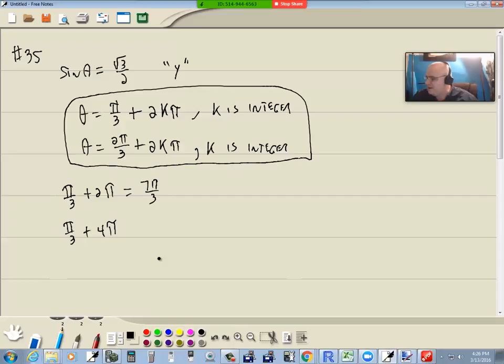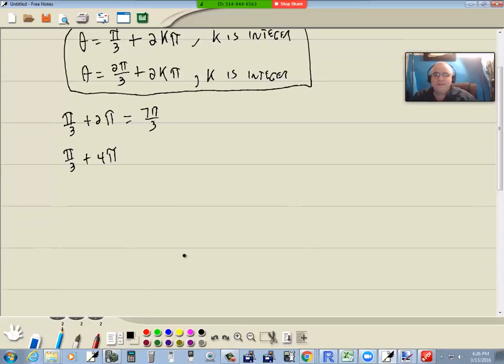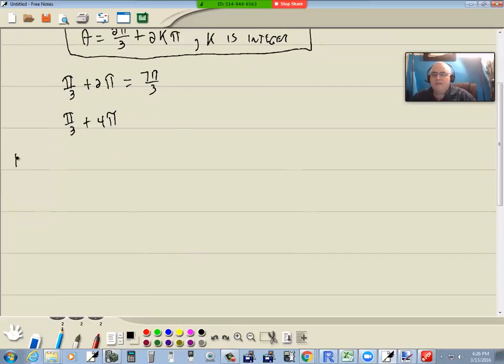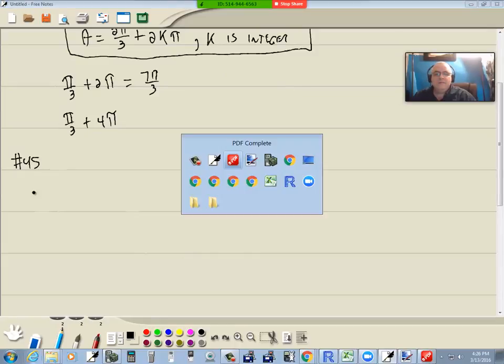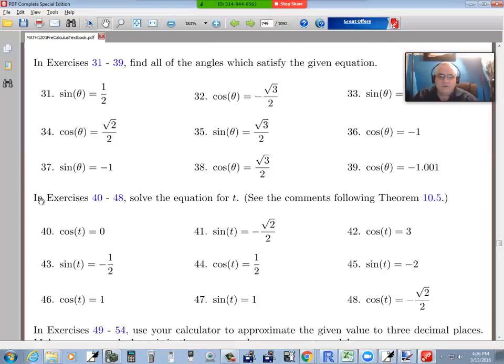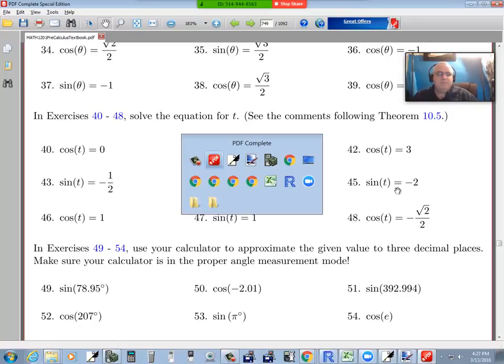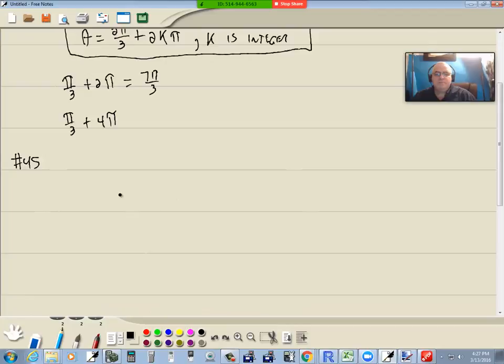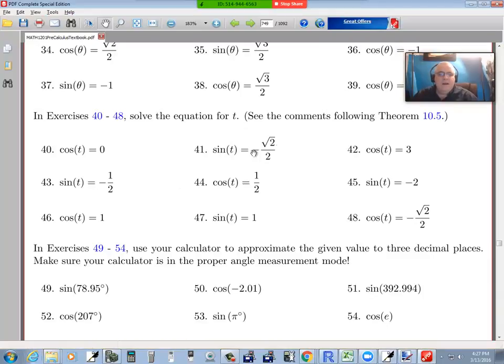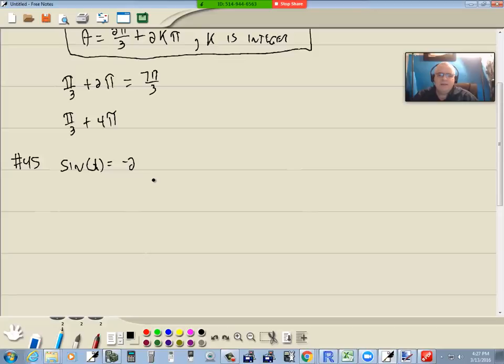And that was 35, so let's look at 45. Sine is equal to negative 2. Solve the equation for t. Now, if we looked at the graph, we would notice something, but I'm going to look at unit circles since that's where the focus is.